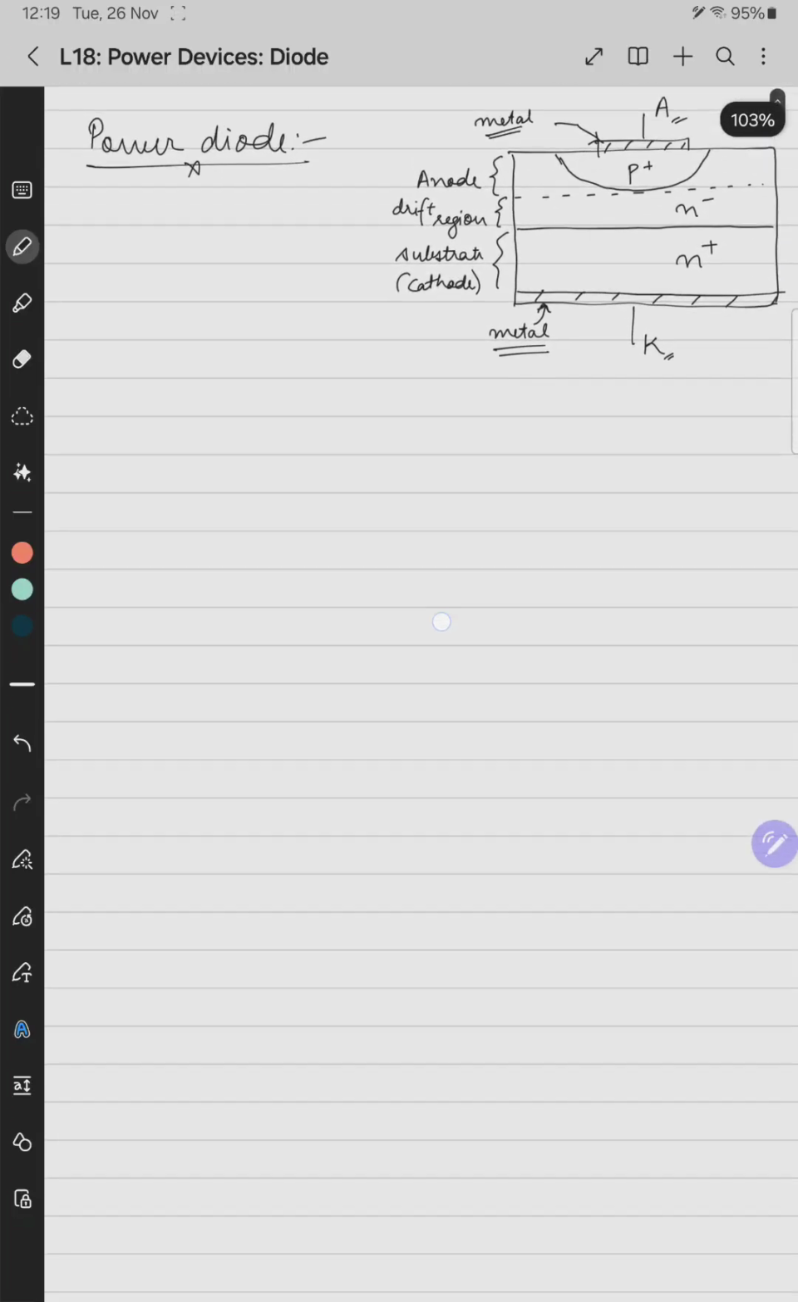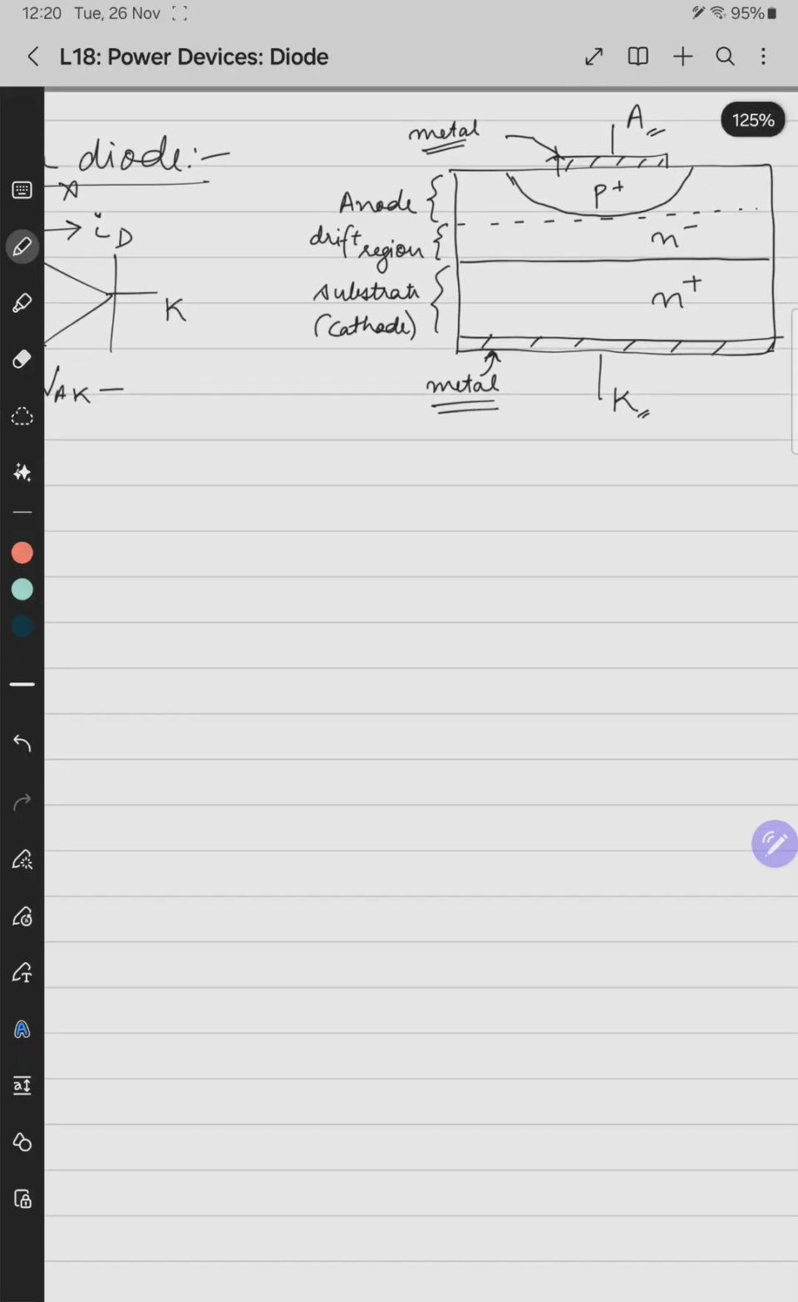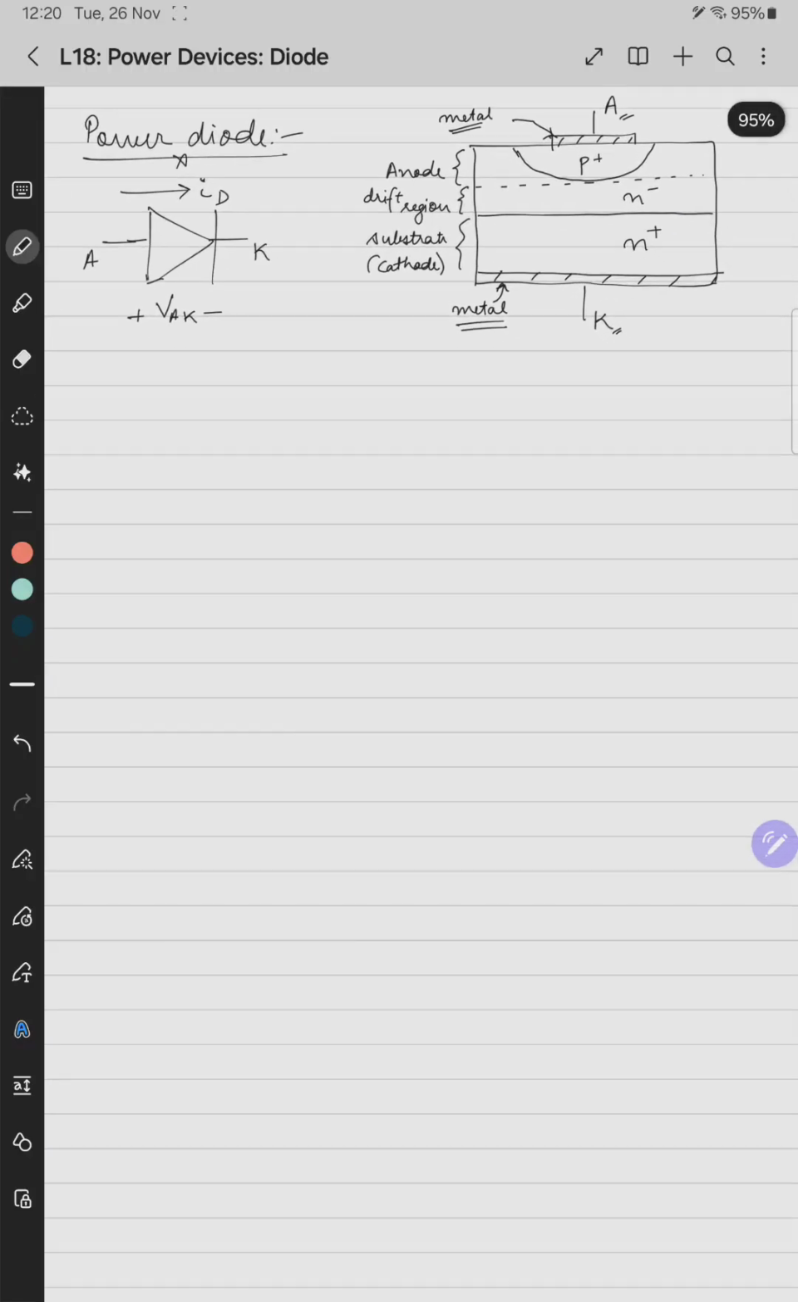So the representation of a power diode is very similar to a signal diode. This is the circuit representation. This is anode, this is cathode. This is the voltage VAK, plus minus, and this is the diode current ID. So this is the circuit representation of the diode, and the right side figure is the construction diagram of a power diode.